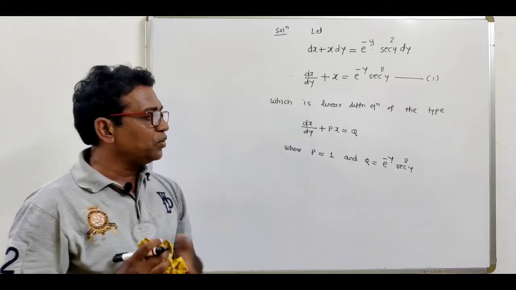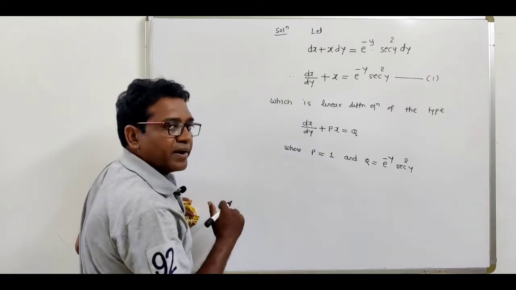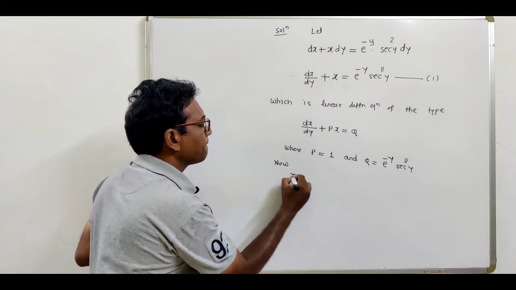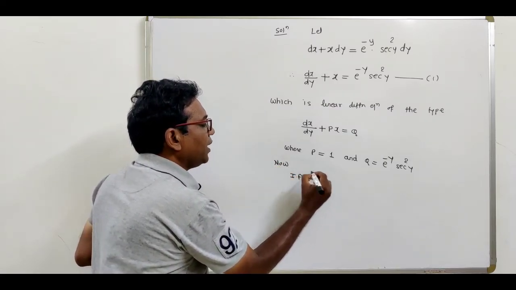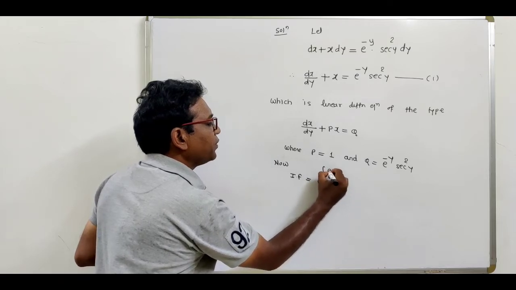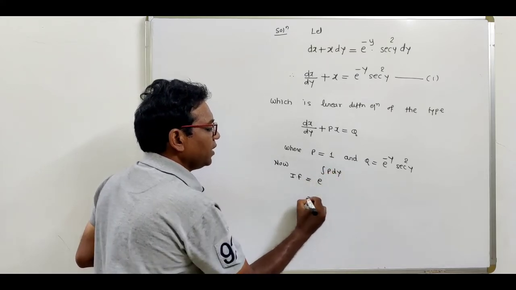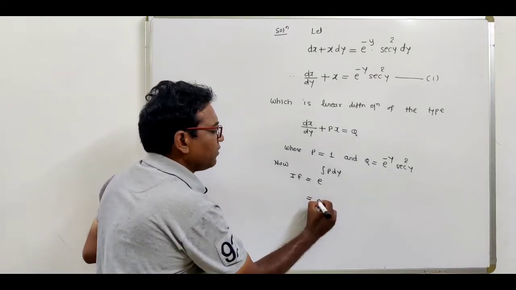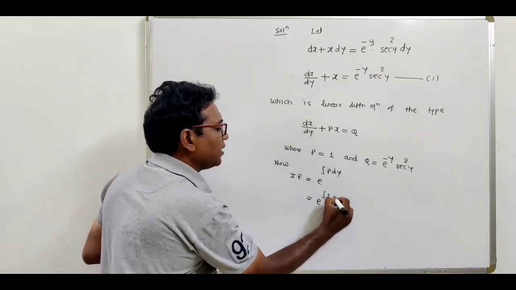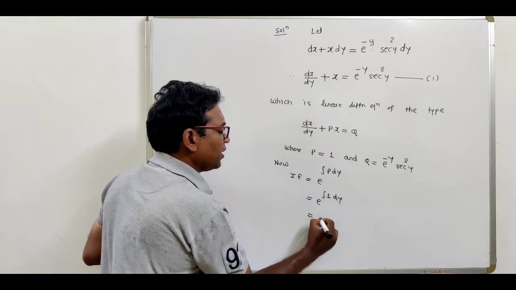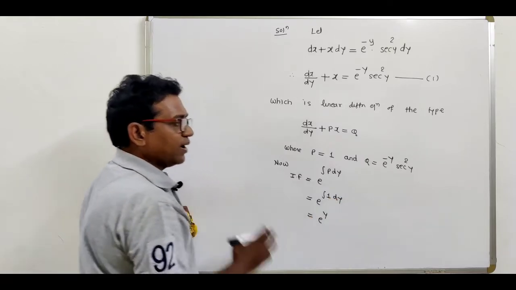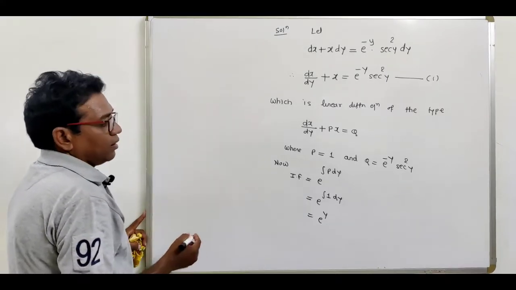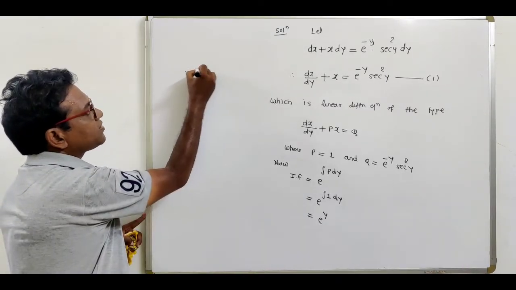Now, what is step number 2? We have to find out the integrating factor. So, right here, integrating factor is equal to, this is the formula, e raised to integral p dy. So, put the value for p, it is 1, and integration of 1 is y. So, e raised to y, that is the integrating factor. So, find out the solution. This is step number 3.